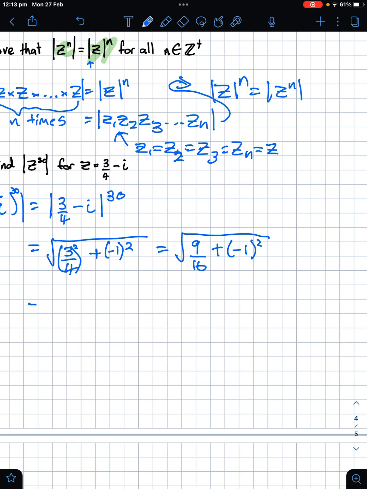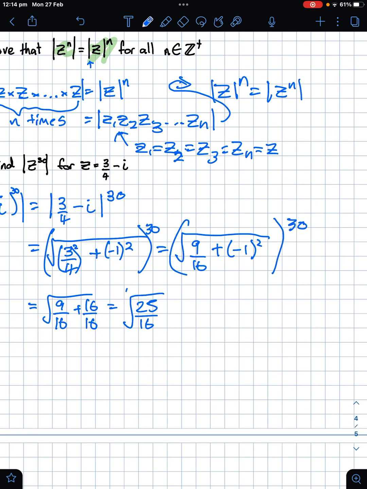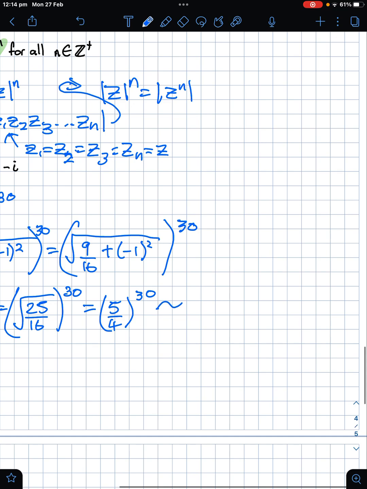So that's going to equal the square root of 9 on 16 plus 16 on 16, which equals the square root of 25 over 16. I should have kept my 30 over the top, the power of 30. So this is going to equal the square root of 25 over 16, which is 5 over 4, to the power of 30, which is approximately 808.